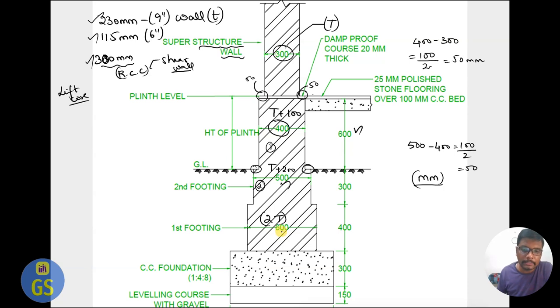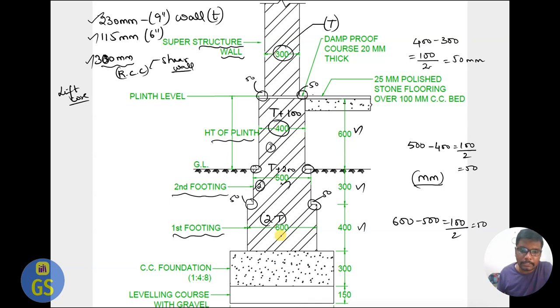Again, to calculate this, 600 minus 500 gives 100, divided by 2, so 50 mm will be projected here, 50 mm and 50 mm. Simultaneously you can see the depth. Here we see the stages of the first footing and second footing. The footing is given size 300, the next size is 400. From here to here, 400 mm. That way we cover the first footing, second footing, and we reach the plinth height.